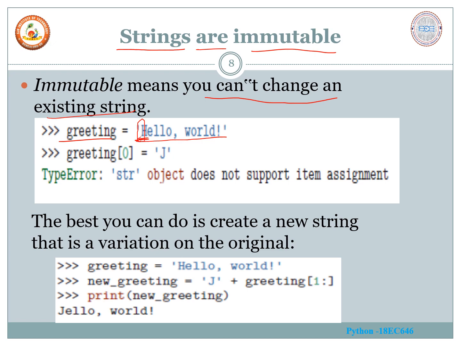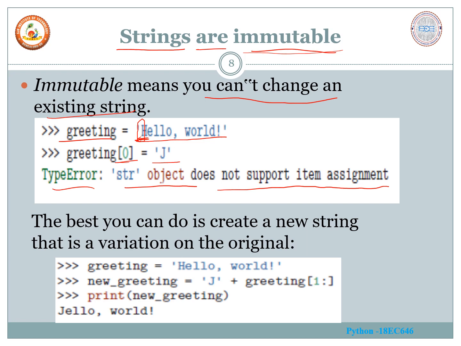Can I directly go for the index position and change it? That means greeting of 0, can it be equal to j? No, because string object does not support item assignment. So this is the error which shows. Why will this type error show? Because strings are immutable. You cannot make any changes to the existing string.